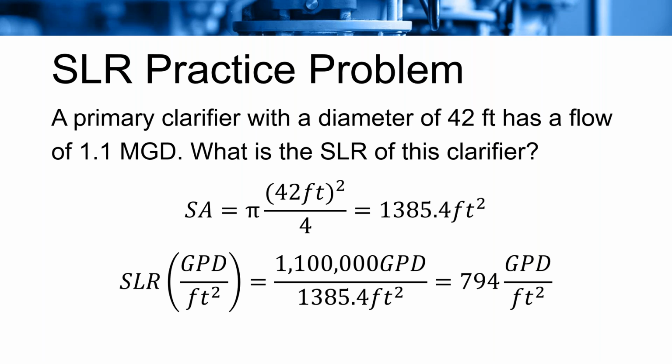And then we need our flow, but it was given in million gallons per day. So 1.1 million gallons per day is equal to 1,100,000 gallons per day. So we plug that in as well. Then we just solve and we get 794 gallons per day.